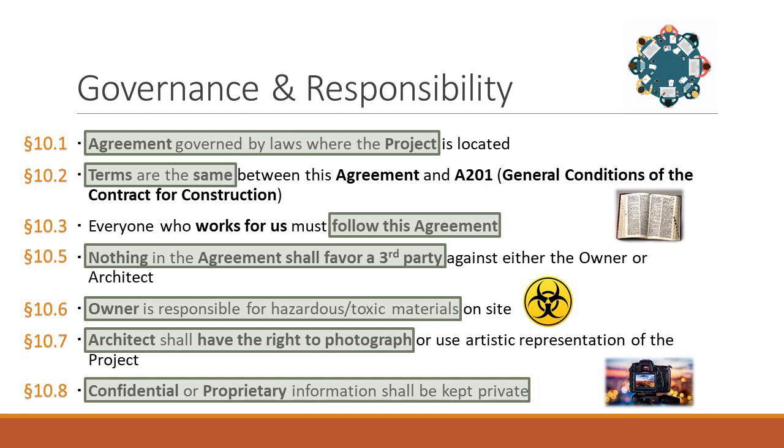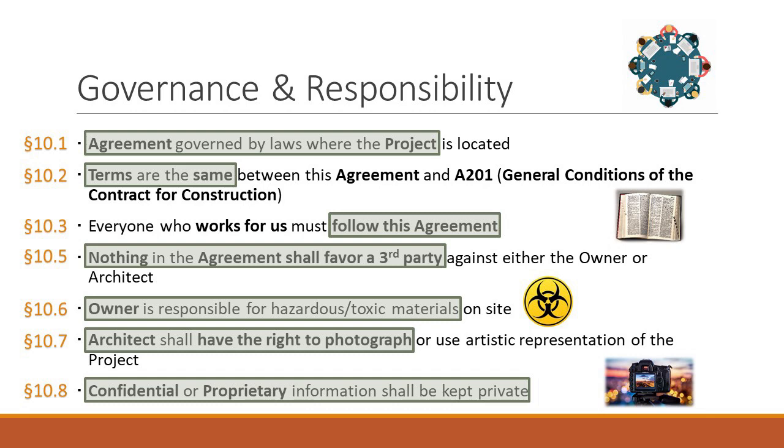10.3 or 10.7. The architect shall have right to include photographic or artistic representations of the project among their promotional and professional materials. And that makes sense. I designed it and I want to show everybody else what a good designer I am, so I'm going to put it in my brochures and I'm allowed to.